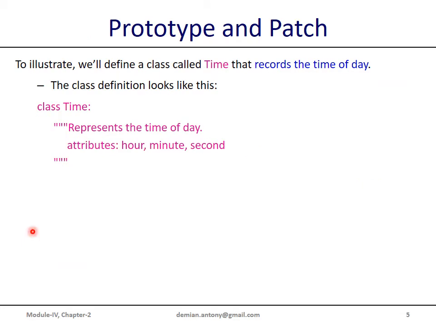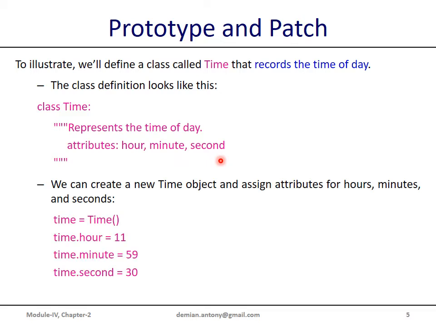As an illustration for the prototype and patch application development strategy, we will define a simple class called Time, which represents the time of day. The definition of this class looks like this: class Time, and we define three attributes. One attribute is for the hour, one for the minute, and one for the second.